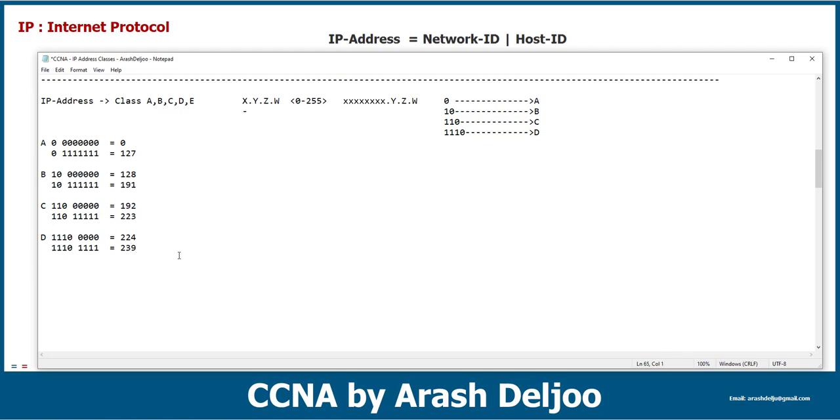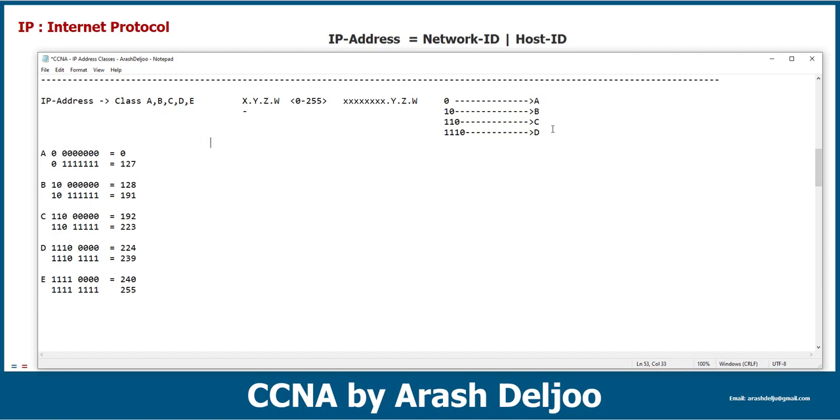And finally, we have class E. In class E, all of the IP addresses should start with quad 1. Again, quad 1. Look here. After that, the minimum value is quad 0, maximum is quad 1. This means that the minimum is 240, maximum is 255. Let me write the class E here. This is class D, and after that we can write class E here: 1111. All of the IP addresses of class E start with quad 1.